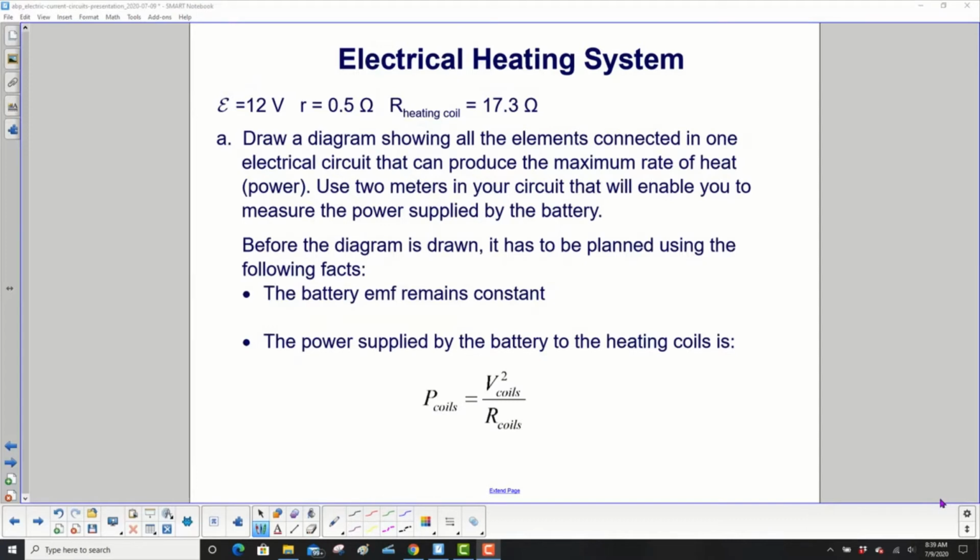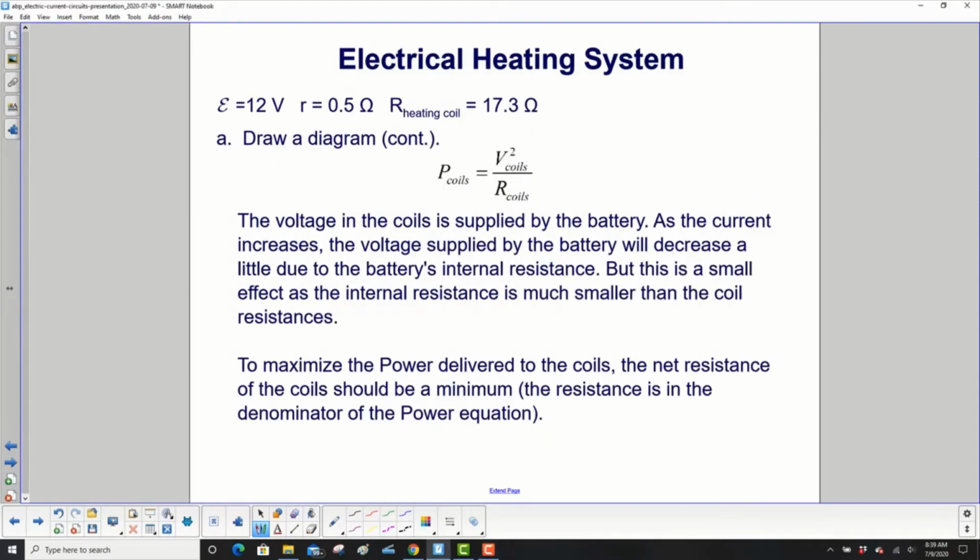So first, draw the diagram. But before we draw it, we have to plan it. So here's a couple facts that will help us. The battery EMF remains constant. That does not change. The power supplied by the battery to the heating coils will be the voltage through the coils squared divided by the resistance of the coils. The voltage in the coils is supplied by the battery.